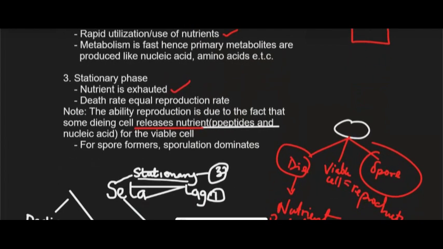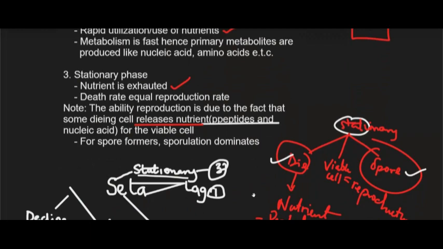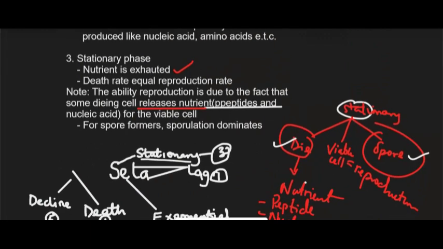So the stationary phase, in summary, three things observed. This is the stationary phase here, right? Three things observed in the stationary phase. Number one, there is death of organisms, right? Number two is that some cells live, the viable cells. Number three is that spore formation dominates. Does that make sense?